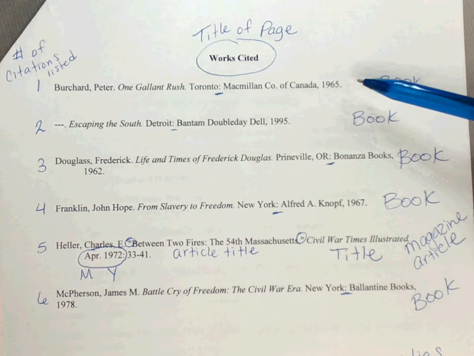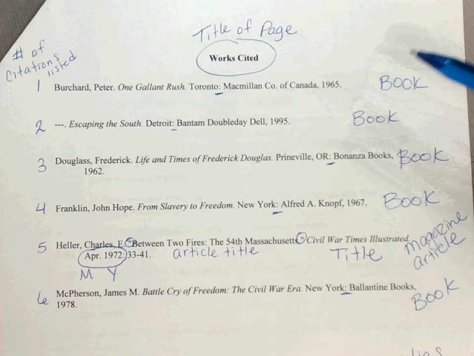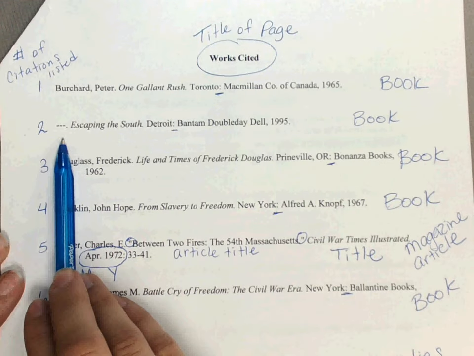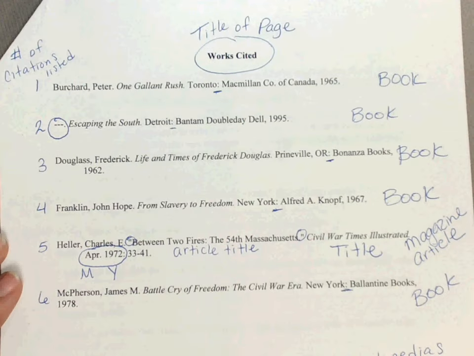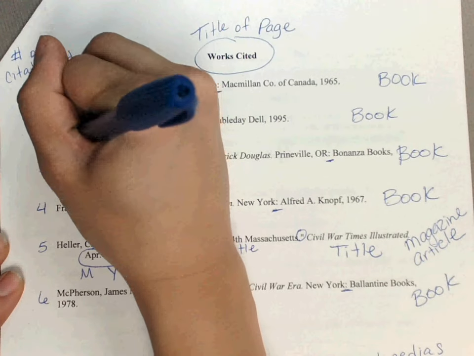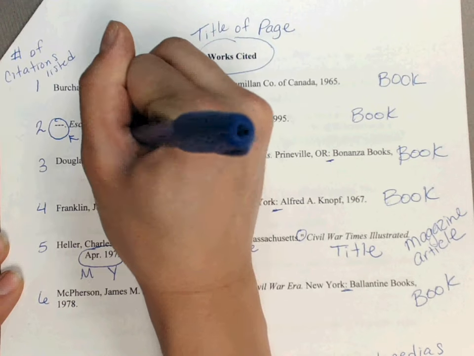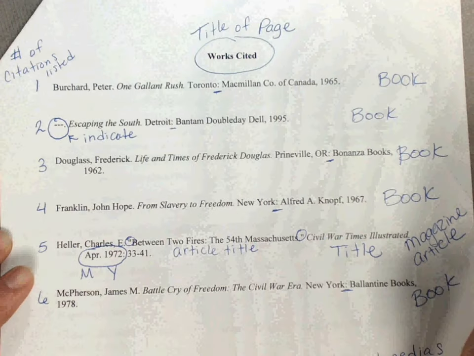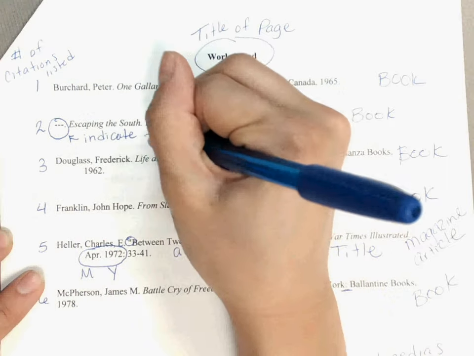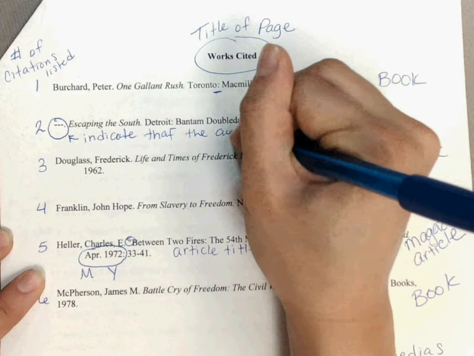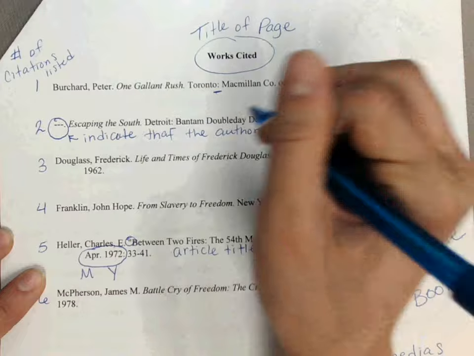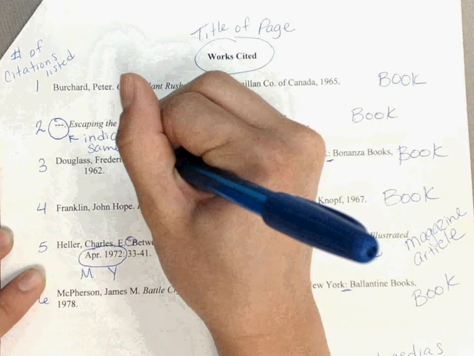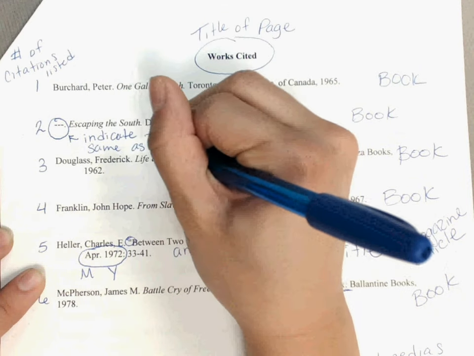When we're looking at our citations, you'll notice that the second citation has these dashes at the beginning. Those dashes indicate that the author is the same as the citation above.